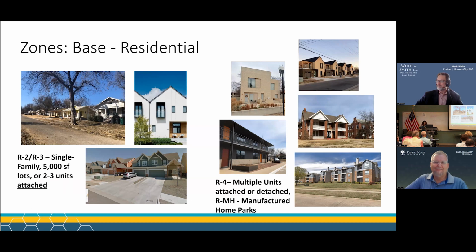Then we have R2, R3, and R4. Those are for more than 1 unit on a lot. We have R2 and R3 is, you can do a 5,000 square foot lot, but all the units have to be attached. So there's no ability to do a detached, like 2 units on a lot. You have to do a duplex or a triplex. Then we get to our R4, and it can be attached or detached. So it can be townhomes and apartments and things like that. But it has some limits. You have to have a minimum lot width of 100 feet.